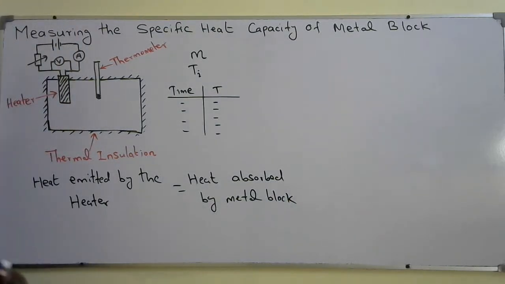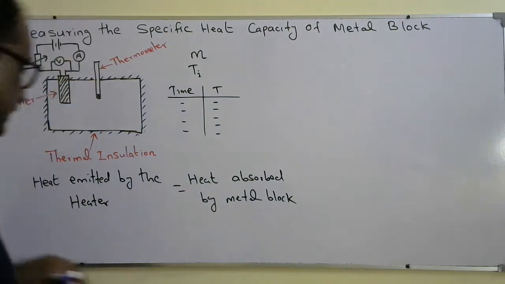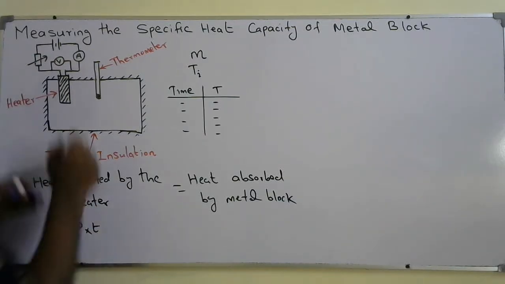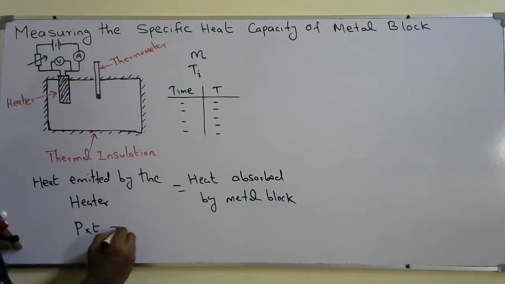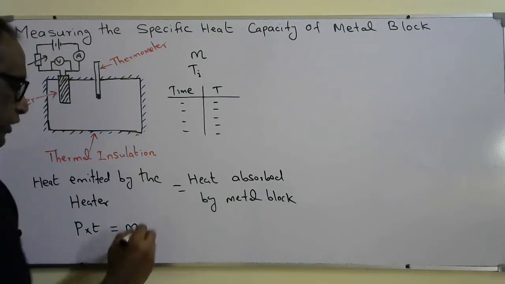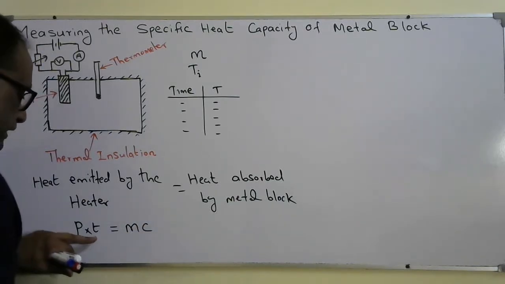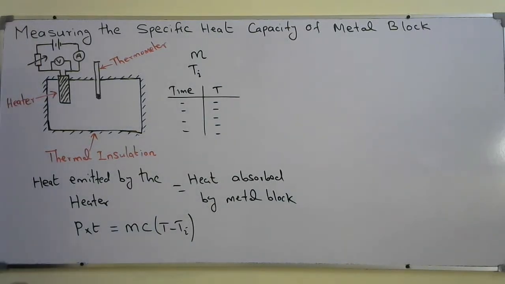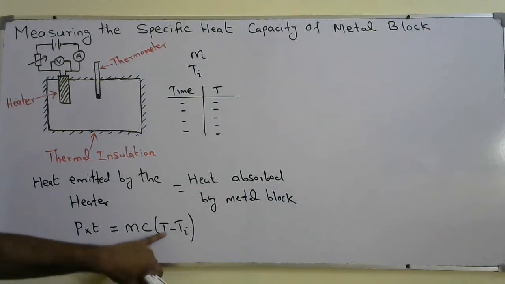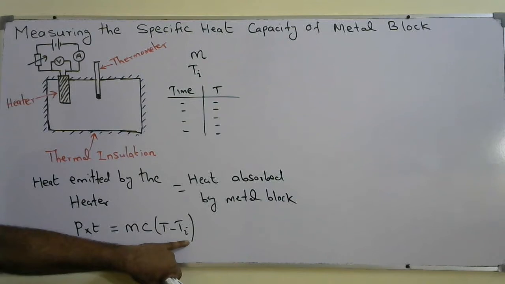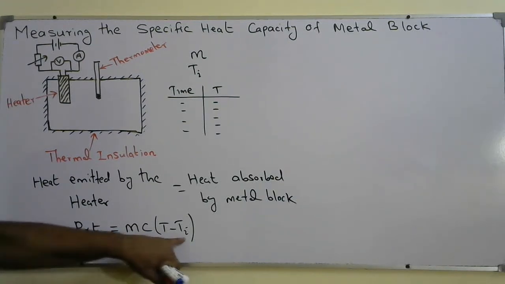So heat given by the heater at time t is power into t, P into t. Heat is a form of energy, so that is power into time. We know the power; if you don't know it, P equals VI. That is equal to the mass of the metal block, which we measure, M, times the specific heat capacity, which we are going to calculate, C, times the change in temperature. During time t, the temperature is T and the initial temperature is Ti. So the change in temperature during time t is T minus Ti.